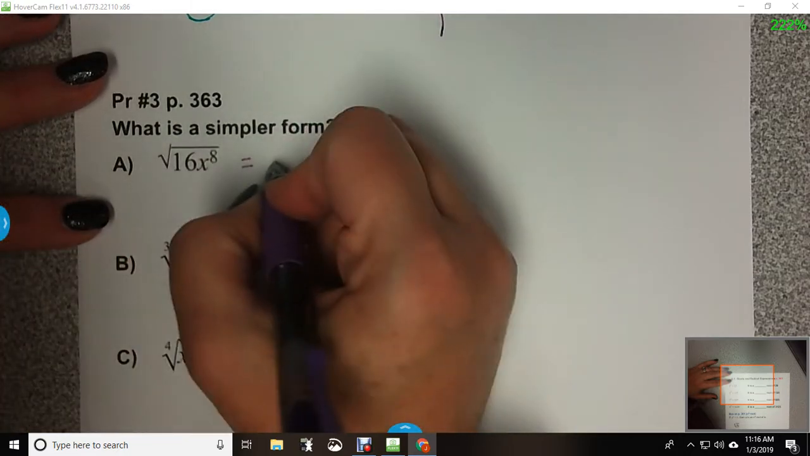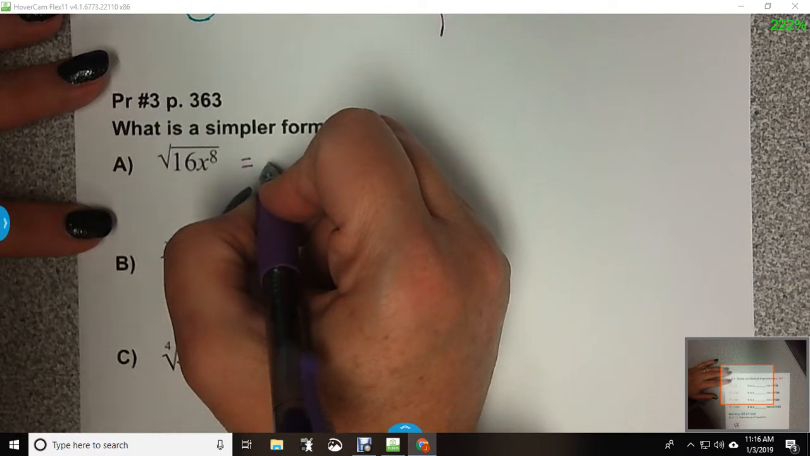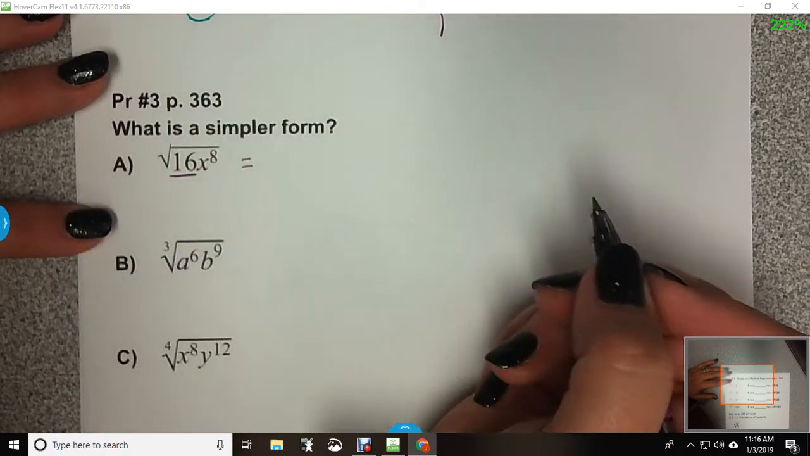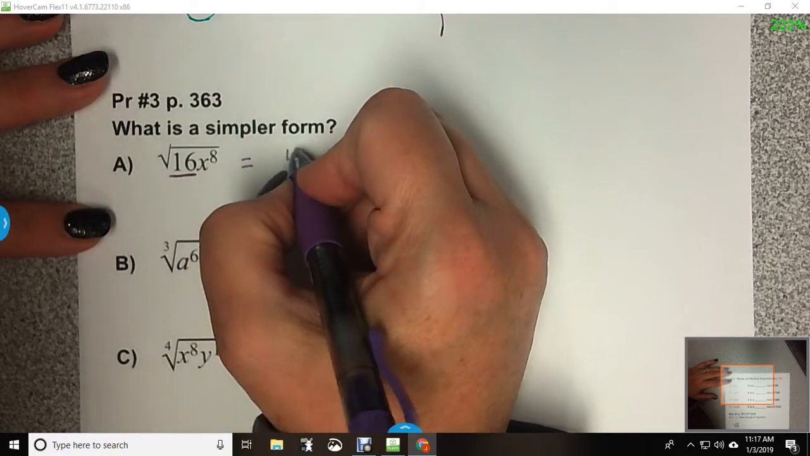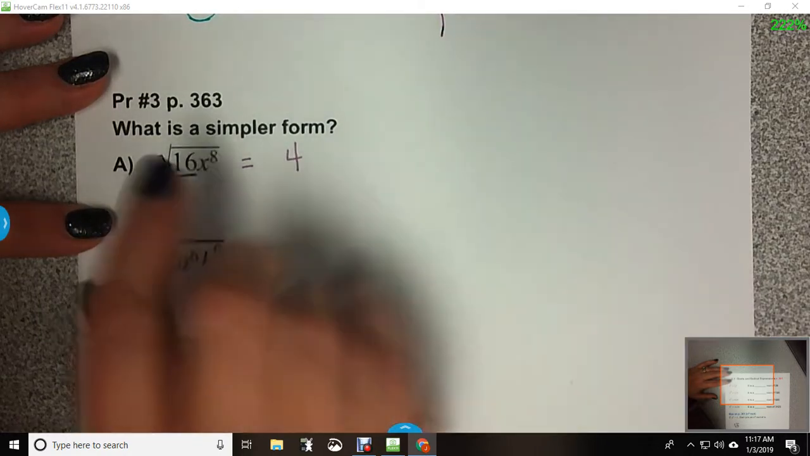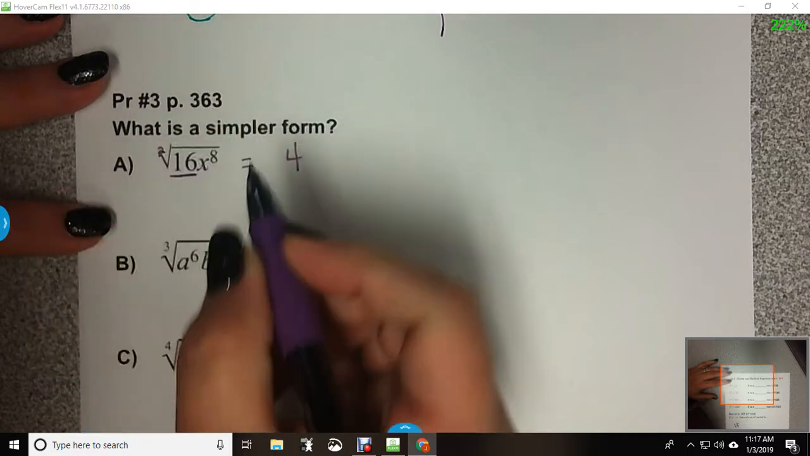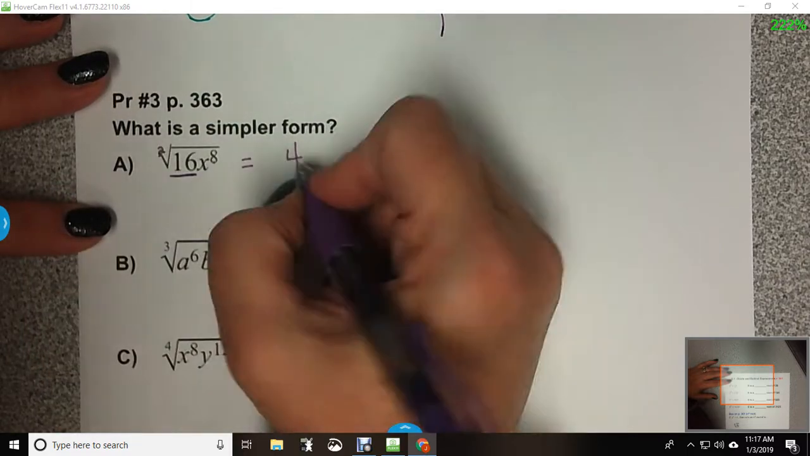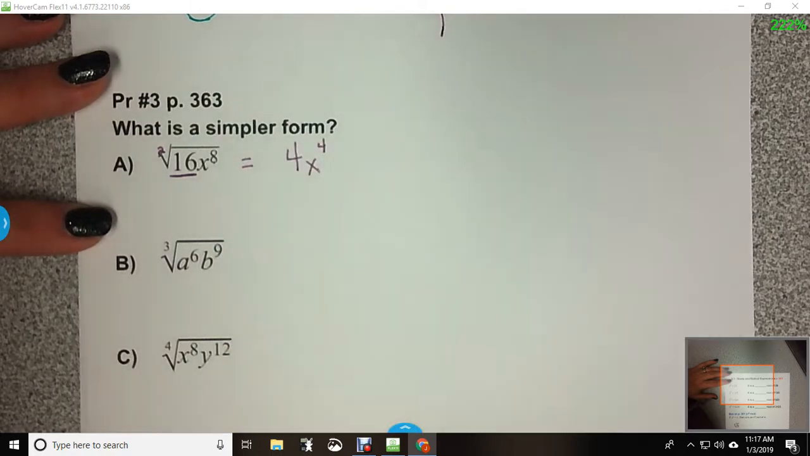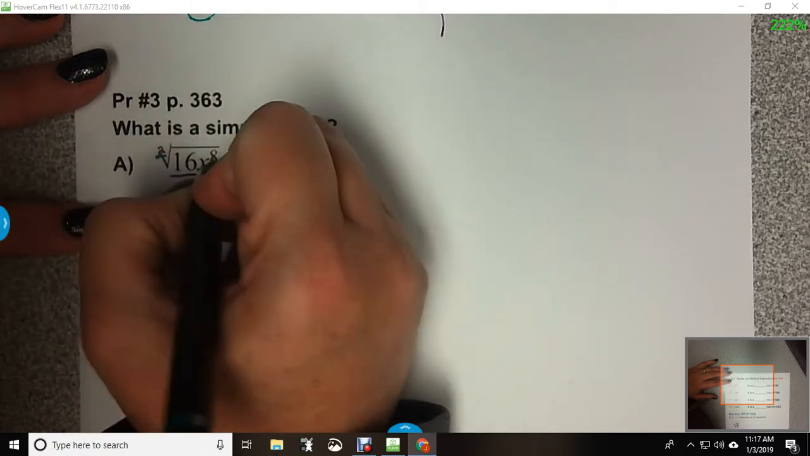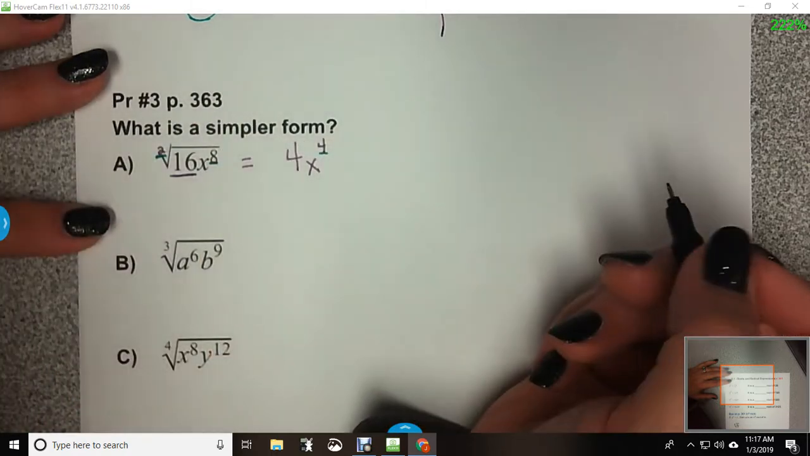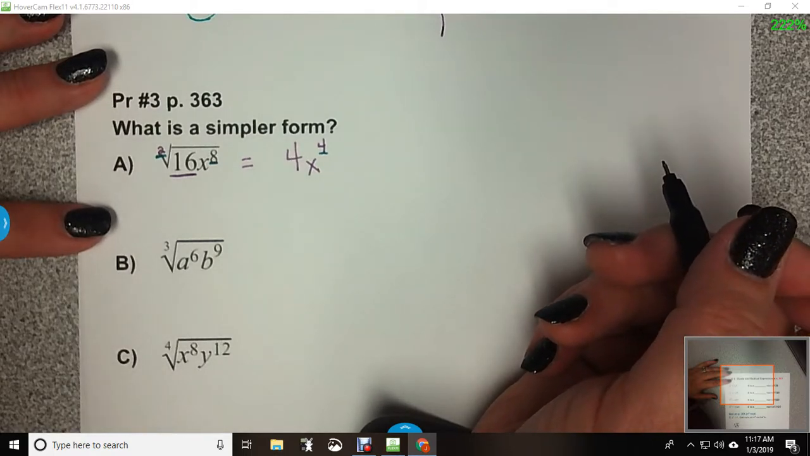So where we start for this one, we're going to just take it apart and do one piece of this at a time. Start with the square root of 16. The square root of 16 is 4. And now to take the square root of x to the 8th. Remember, this index is a 2. So 8 divided by 2 will give me x to the fourth. So when I'm looking at the variable, I want to look and see if I need absolute value. This is even, even, even. I do not need any absolute value.